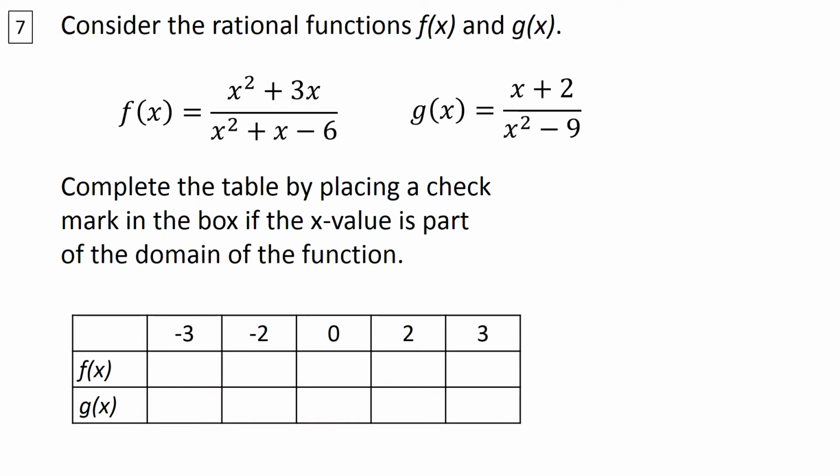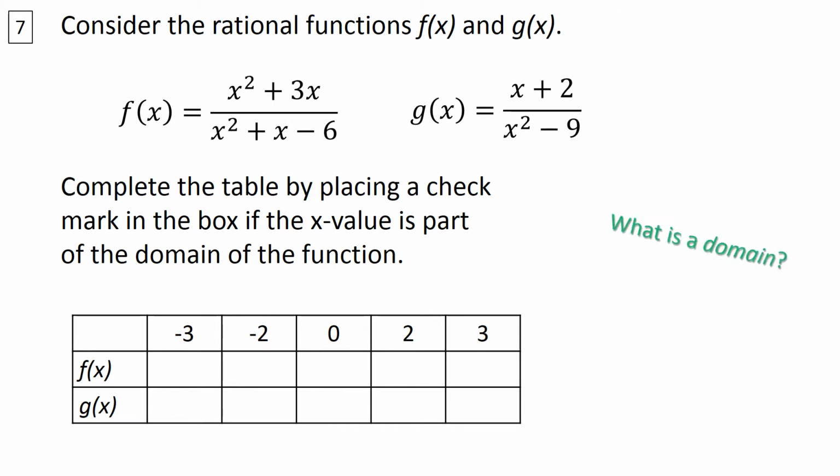Number 7. Then we'll still go back to 5. I haven't forgotten. Consider these 2 rational functions. Complete the table by placing a check mark in the box if the x value is part of the domain of the function. Now notice it says part of the domain. I want to know when it is part of the domain. It's kind of the opposite of an excluded value is what it means.